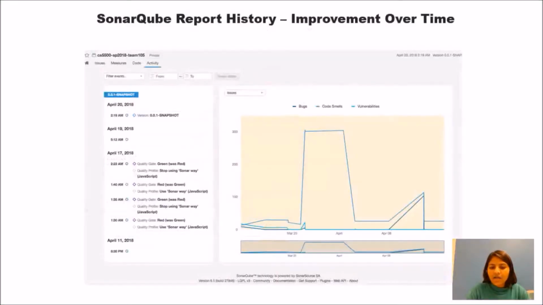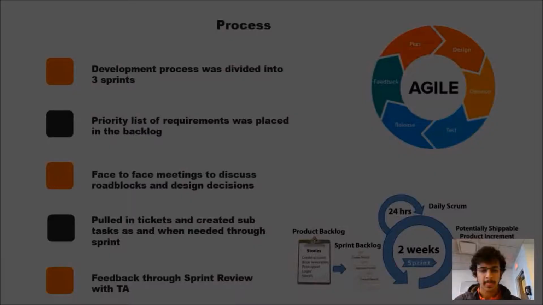This is a graph which shows our progress in improving code quality over time. We have eliminated bugs and vulnerabilities completely and we have tried to reduce code smells.